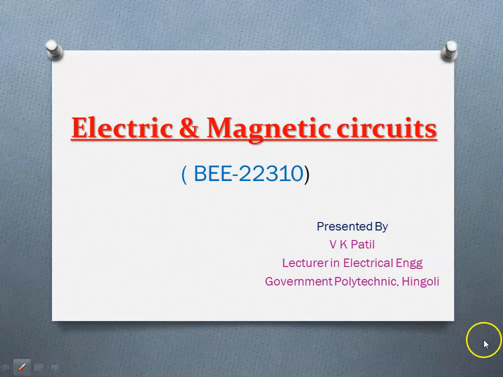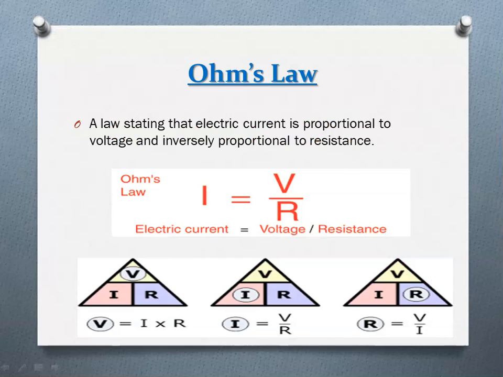In this session, we are going to discuss Ohm's Law. Ohm's Law relates the electric current, voltage and resistance. How they are related to each other is stated by Ohm's Law. It states that electric current is proportional to the voltage and inversely proportional to the resistance. This is the relation between electric current, voltage and resistance: I is equal to V upon R, where I is the electric current, V is the voltage and R is the resistance.